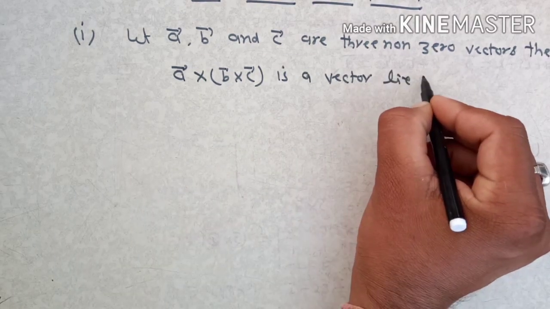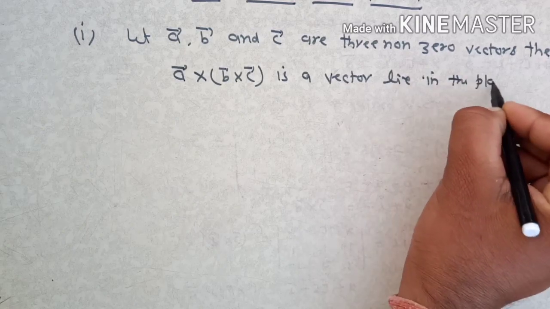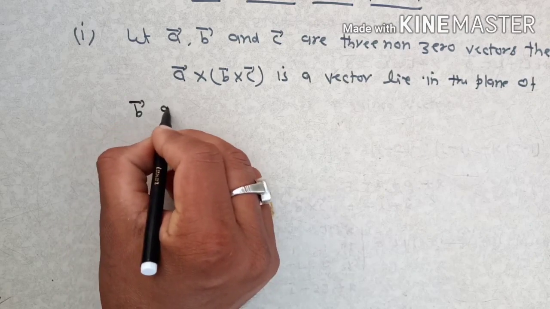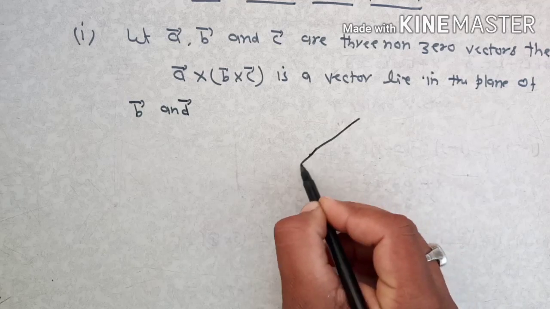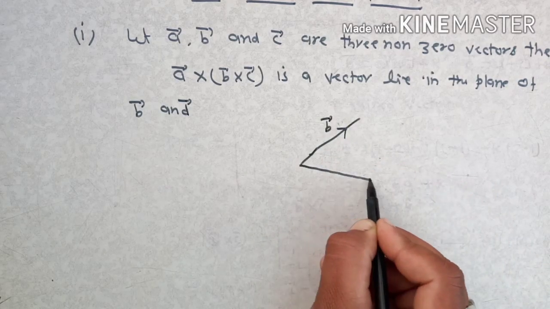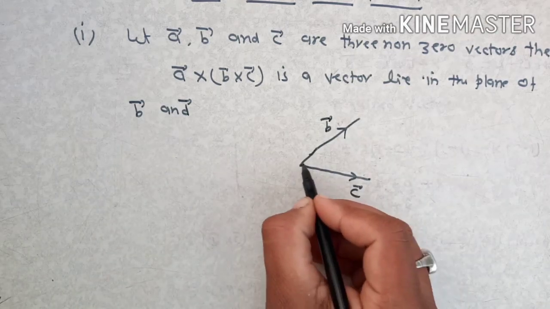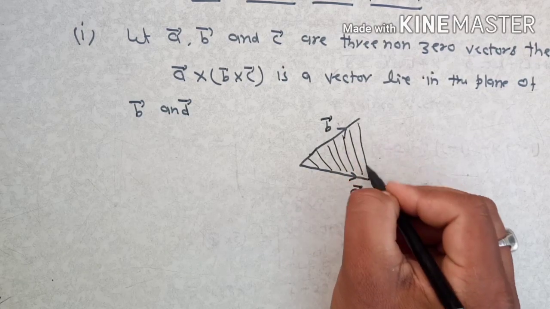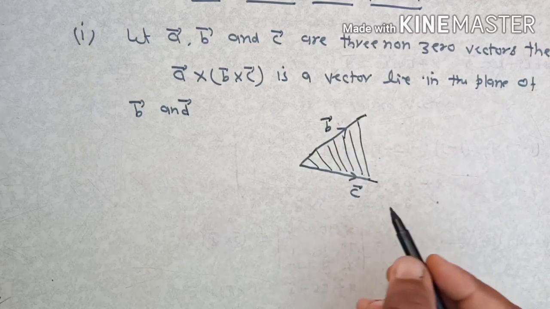which lies in the plane of vector B and vector C. See here, suppose this is vector B and this is vector A, vector C. So this is the plane of vector A, this is the plane of vector B and vector C.